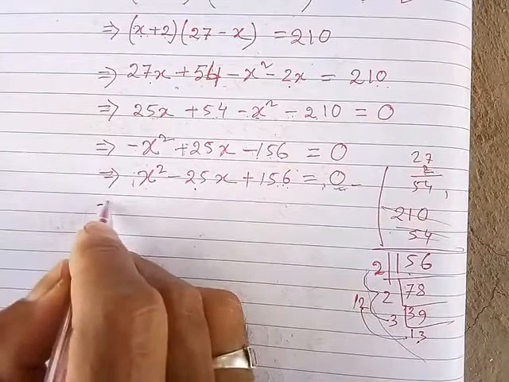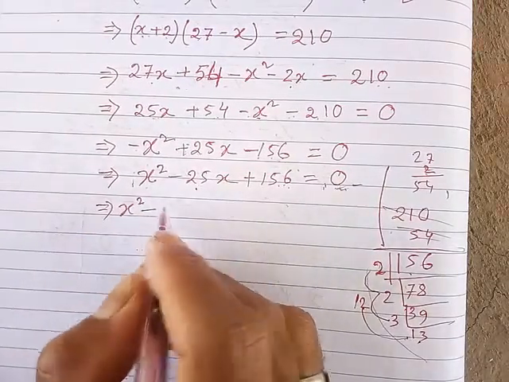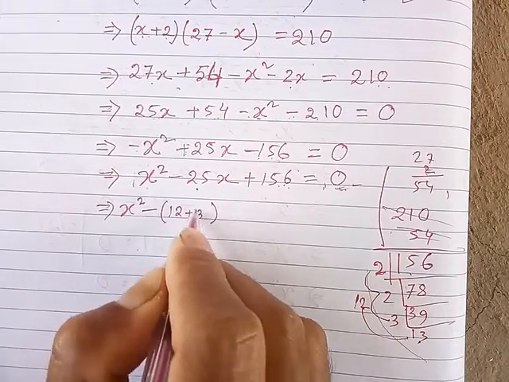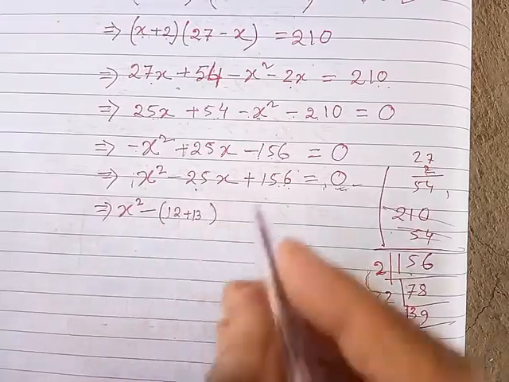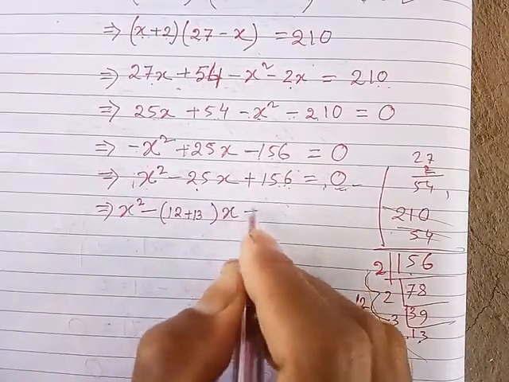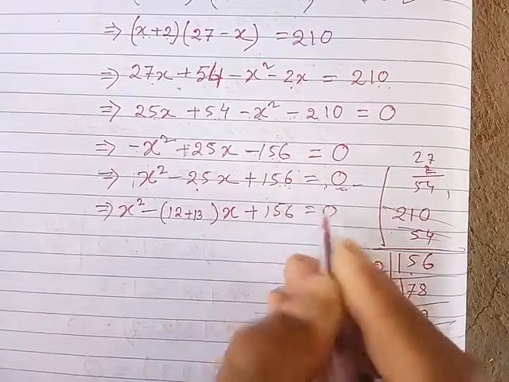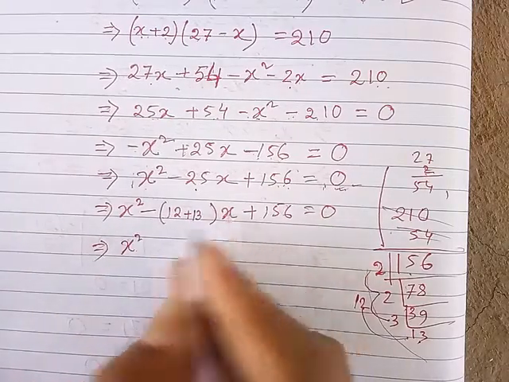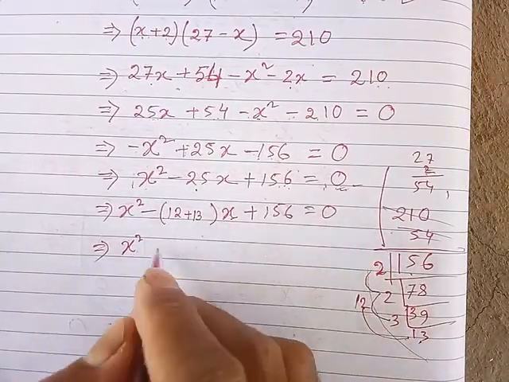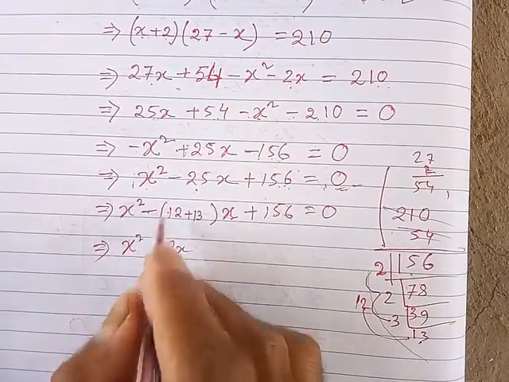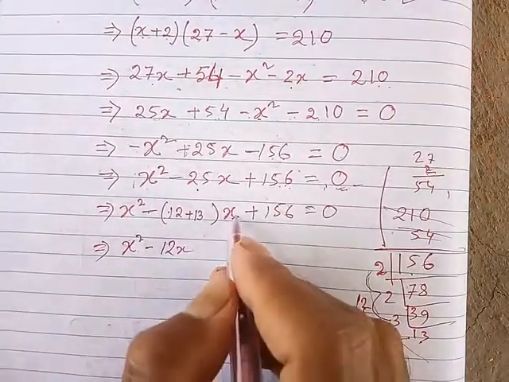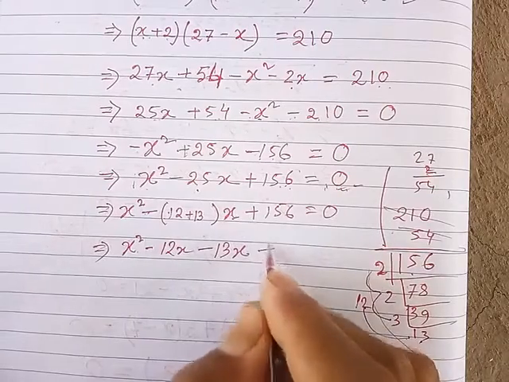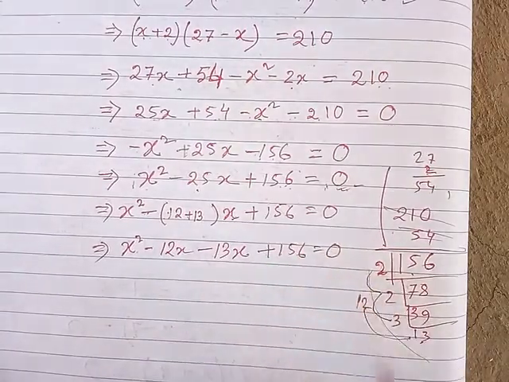So what shall I do is x square minus, in place of 25 I'll write here 12 plus 13, it gives 25, no problem. Other things exactly remaining same, equal to 0. And you just look here, x square, you just take out this bracket, that means you multiply with x into 12, it will be 12x. At the same time, minus plus, it will be minus x into 13, it will be 13x. At the same time, minus plus minus, other things remaining same, equal to 0.